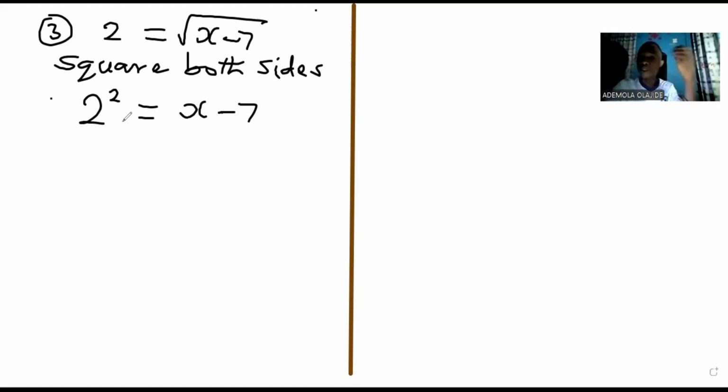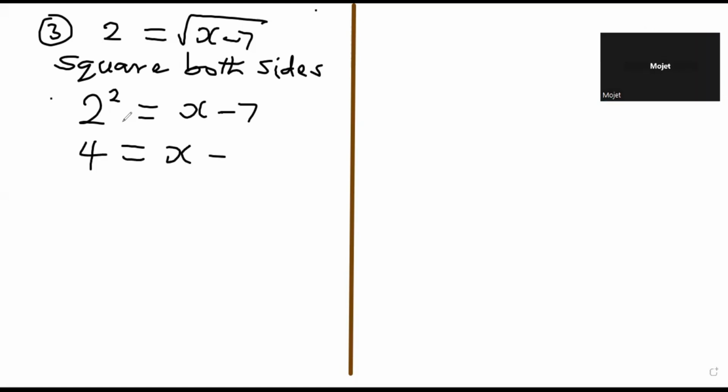It's 4. That is 2 times 2. Is that clear? 3 square is 3 times 3. 7 square is 7 times 7. But if it is 7 to the power of 3, that we call 7 cube. So it will be 7 times 7 times 7. 2 cube is 2 times 2 times 2. So 2 square here gives 4. That is 2 times 2 equals to x minus 7.